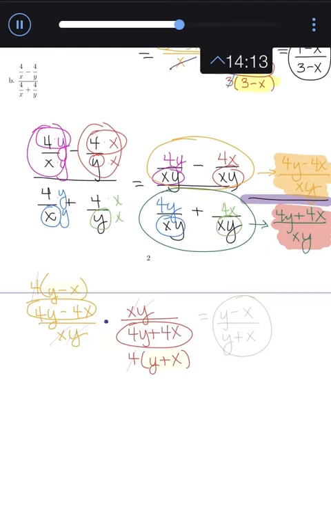Now the question is, what can you cancel between the top and the bottom? Right off the bat, I can cancel out the x with the solo x. I can also cancel out a y that's by itself and another y that's by itself. I also have a factor of 4 on the top and a factor of 4 on the bottom. So what's left over when we're all said and done? We've got y minus x on top and y plus x on the bottom. Notice they are not identical and thus cannot be canceled out. So this is your final answer and you are completely done.